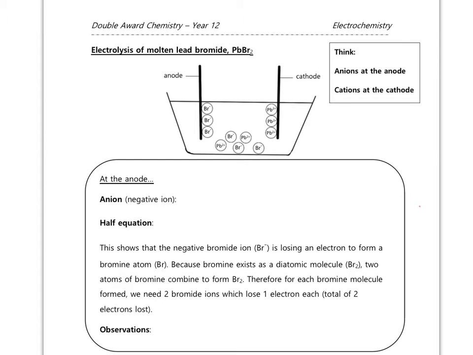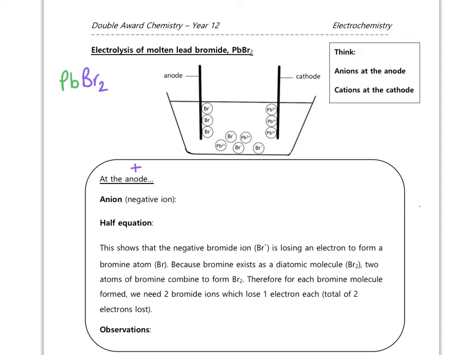And we're going to do this by taking each electrode in turn and discussing what happens at each electrode. So let's look at the anode first of all. So you must remember that the anode is positively charged. So the anode is our positive electrode. So what will be attracted to the anode? Well, we need to think about our formula first of all. The formula of lead bromide, we're told, is PbBr2.